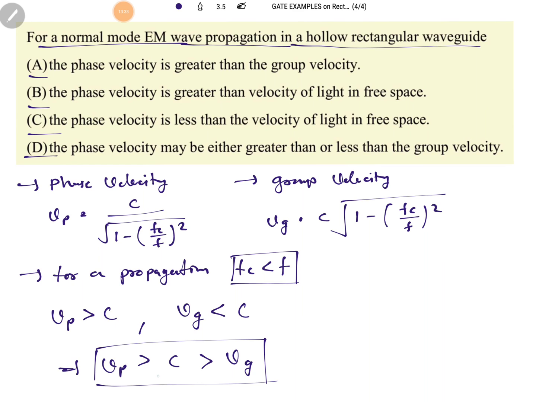The phase velocity is less than the velocity of light, so this is false. And the phase velocity may be either greater than or less than group velocity, so that is also false. So we can say both of these answers are correct.